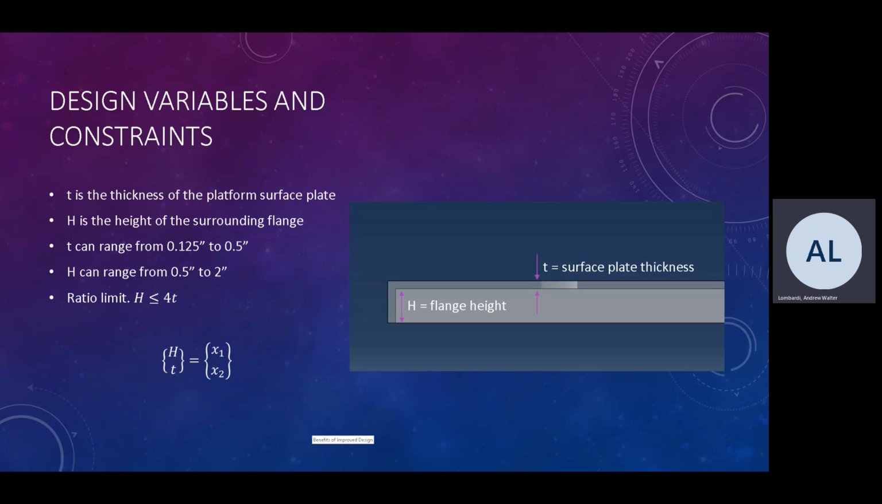So the design variables for this effort are the thickness of the surface plate and the height of the flange. The thickness of the surface plate can range from 0.125 to 0.5, and H can range from 0.5 to 2 inches. We'd also like to maintain an aspect ratio of the height to the thickness of about 4 to 1.